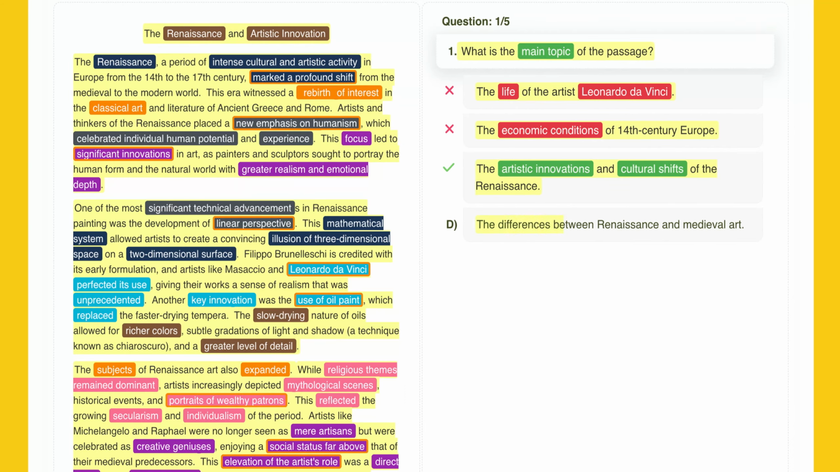Let's check option D and see how it fits. The differences between Renaissance and medieval art. Option D talks about differences between the two periods. While the passage marked a profound shift from the medieval world, the main focus is on what the Renaissance did and how it innovated, rather than just a side-by-side comparison of the two styles. Option C is a much more complete summary. Incorrect. The correct answer is C, because the key expressions in the text directly match this option, while the other choices either provide incomplete information or clearly contradict the passage.